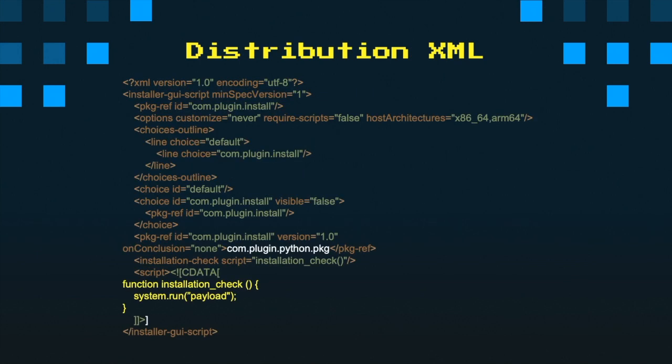So this is just an example distribution XML file, and you'll see within that CDATA block, that's just a simple installation check, and that runs before all the files are copied to the system. And so as an attacker, we can do any kind of checks to make sure we're not running in a VM or get some system information, and then kick off our payload.